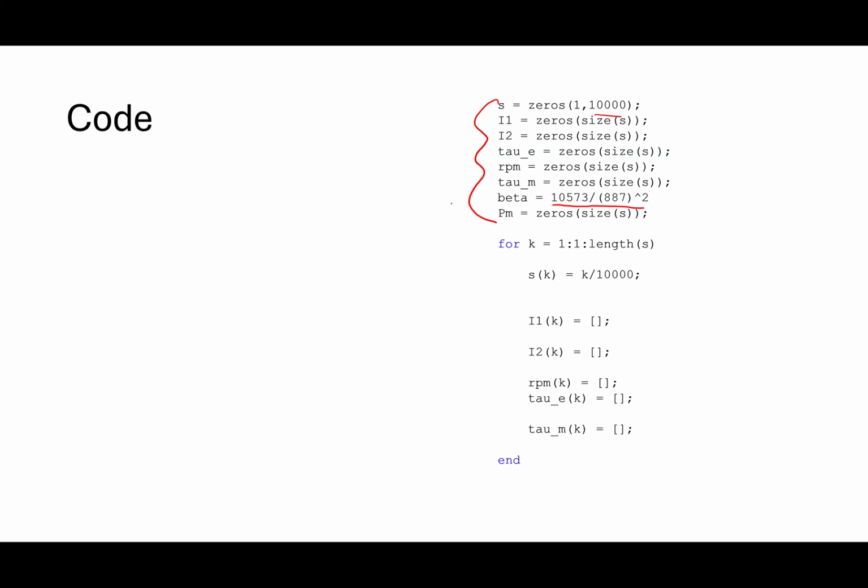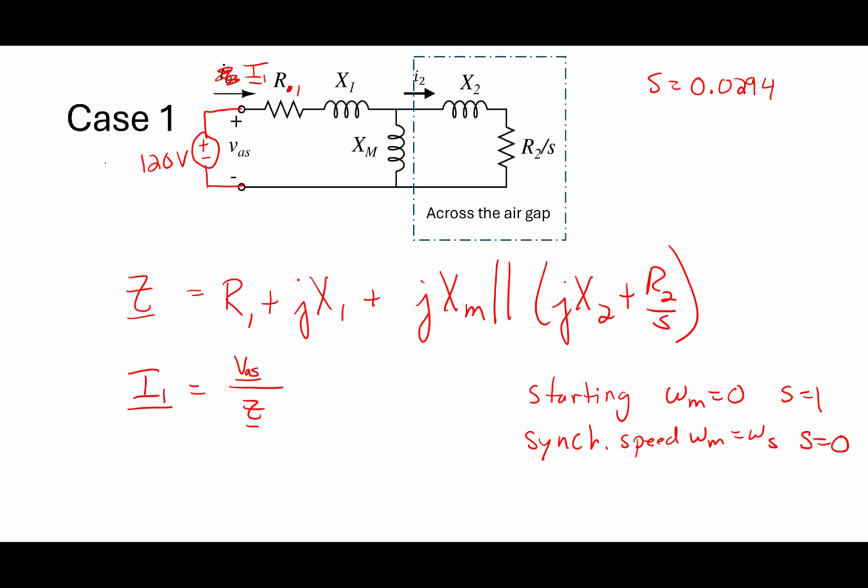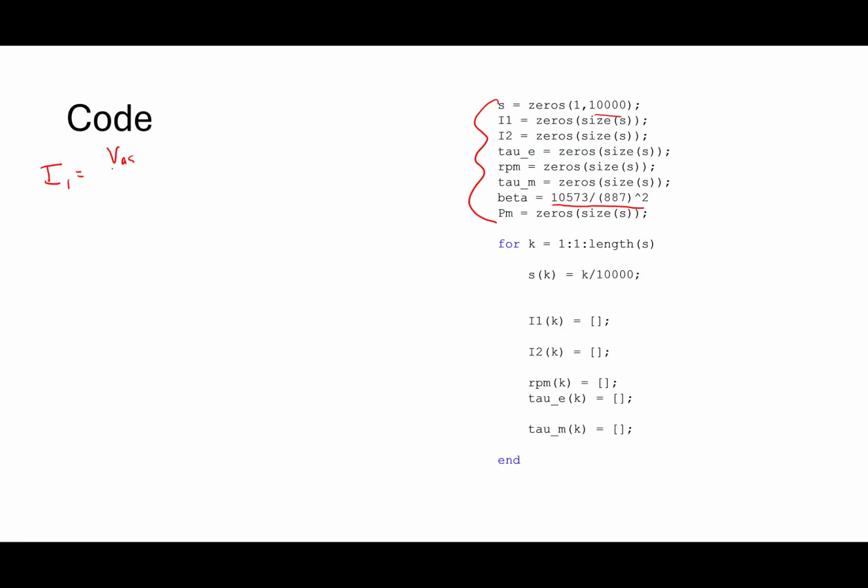So what we just said is that I1 equals, on the previous slide, we said I1 was VAS divided by Z, and Z was equal to, for that circuit, JX1 plus R1 plus JXM in parallel with JX2 plus R2 over S. All right, that was what we derived on the previous slide, just from circuit analysis. So how do I use that here?